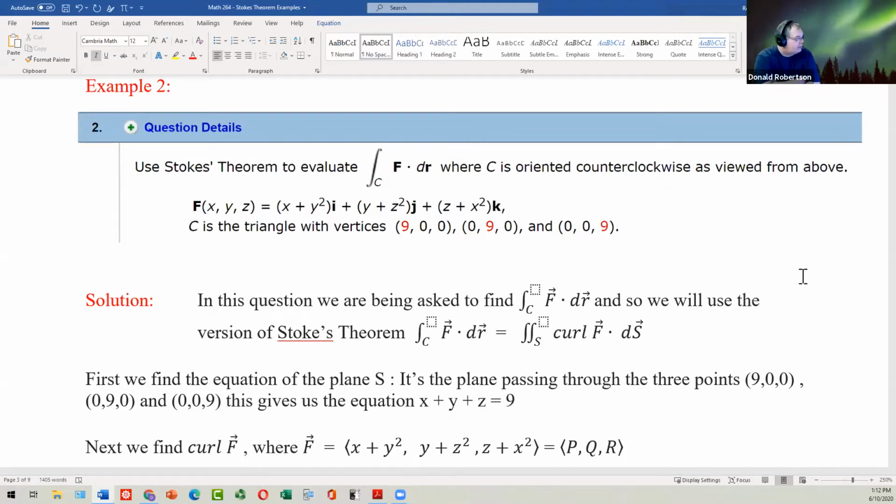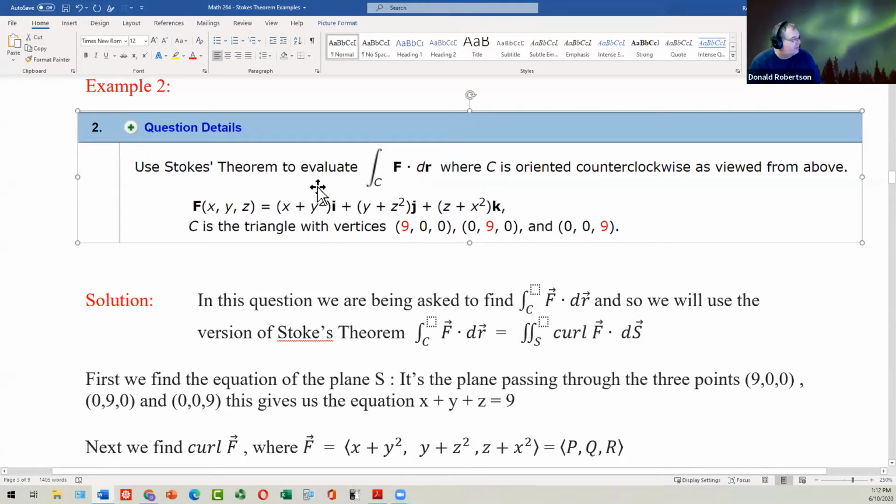Now, what does Stokes' theorem say? Well, it says that thing can be turned into a surface integral. Let's see what we have. We have a vector field F, which is given by this, and we have C, which is basically the path, and it's a triangle, and these are its 3 vertices.